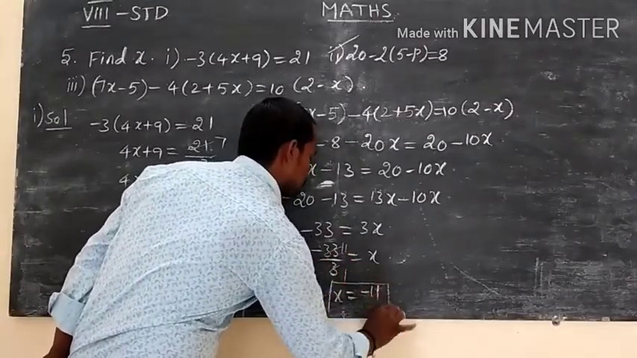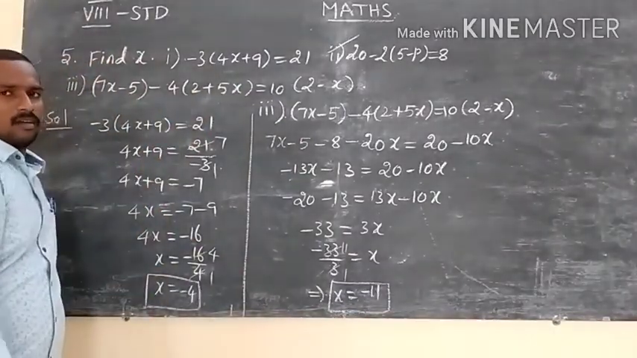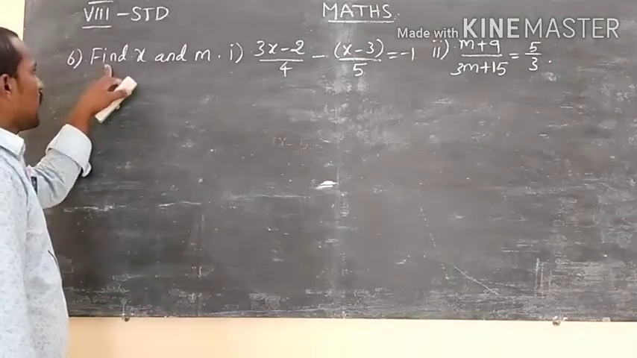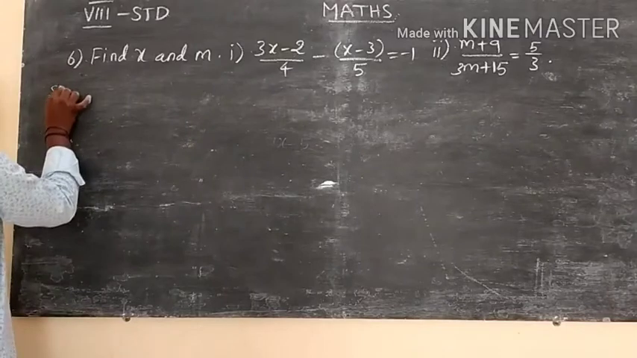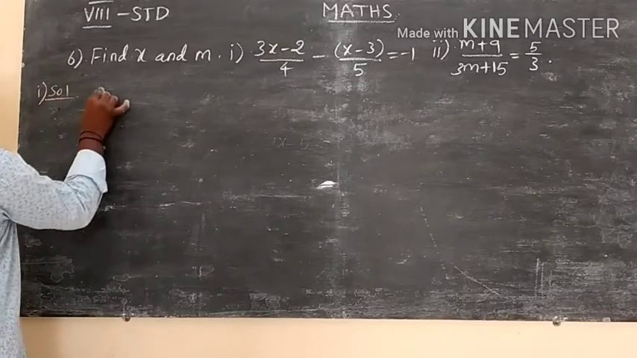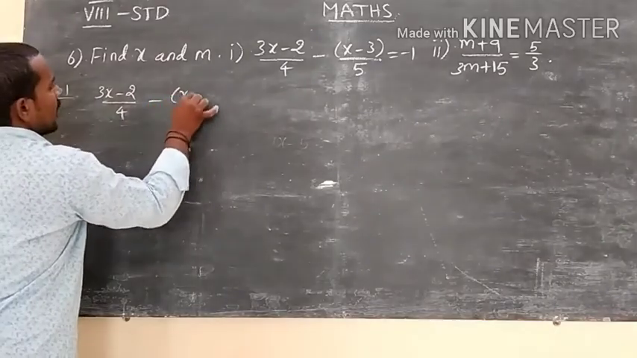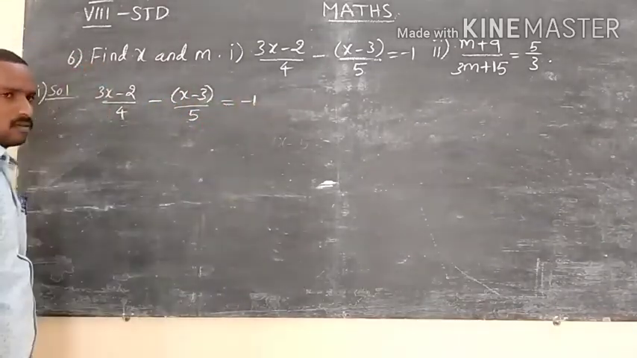Okay, so second question is your homework. I understood the explanation. Okay, next sixth question. Find x and y. The first question solution. 3x minus 2 divided by 4 minus x minus 3 divided by 5, which is equal to minus 1.